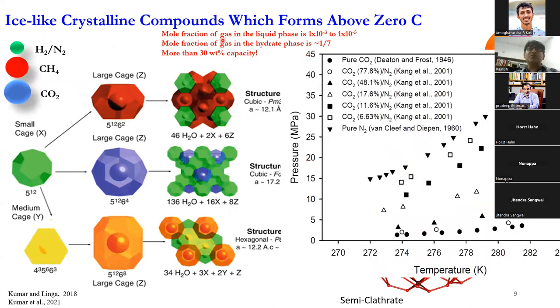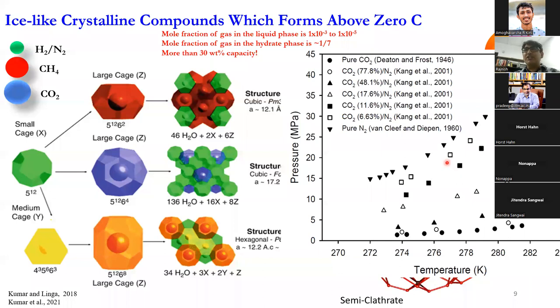is that if you have a gas dissolved into a liquid, a typical mole fraction is 1.1 into 10 power minus 3 to 1 into 10 power minus 5, depending upon what gas we are talking about. But as soon as it forms hydrate, the mole fraction is 1 is to 7. 1 is to 7 basically means there is almost 38% capacity for this gas to be occupied in the hydrate phase. So this is one very good advantage: capacity wise, hydrates have very high capacity.